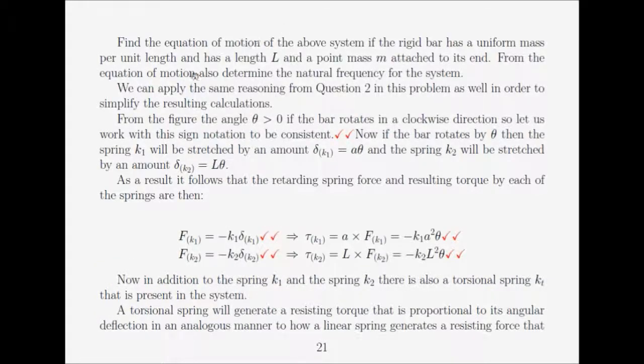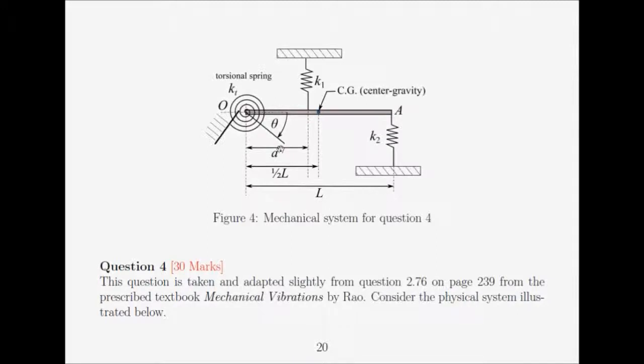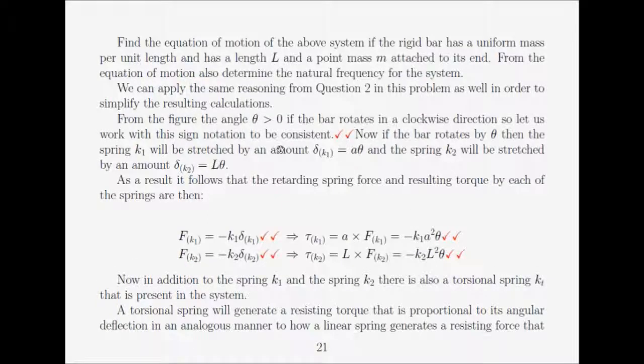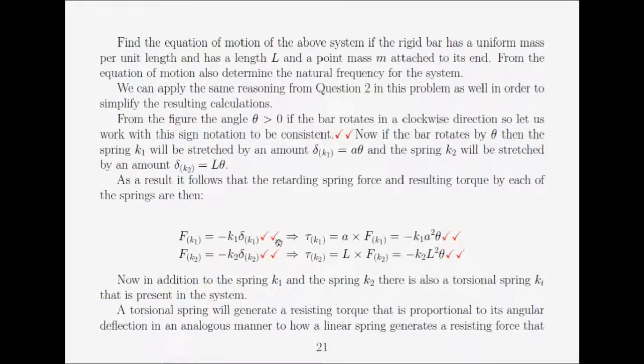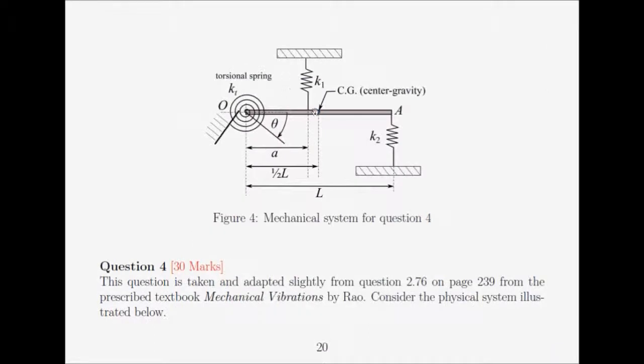So we apply the same reasoning as in the previous problem. Assume theta is positive. It rotates clockwise. The diagram is specifying theta is positive, so we assume that's the sign convention. If the bar rotates by an angle theta, it will stretch the spring by a distance of the moment arm, a times theta. In this case, this distance would be L times theta. So we have two springs, K1 and K2. Spring K1 has a moment arm of a. Spring K2 has a moment arm of L. It's a rigid rod, so if the rod deflects by theta, this will also deflect by theta.